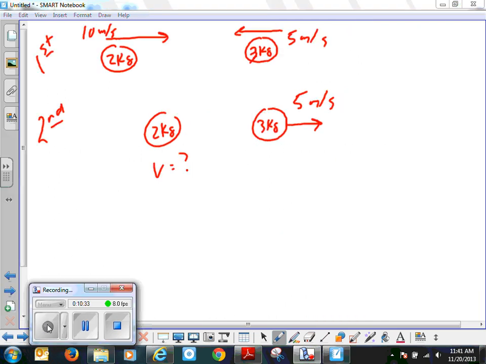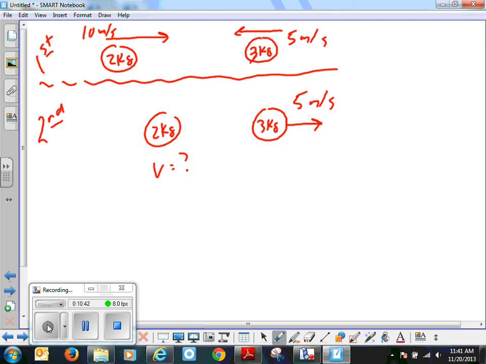Okay. Okay, here's the next question you're going to ask. So initially we have the top picture, and then finally we have the bottom picture. So it's all about initial momentum equals final momentum. And initially we have 20 kilogram meters per second in that direction. And we have 15 in that direction, right? And that's going to equal what we have in the end. So now in the end, we know that we have 15 in that direction plus 2v.